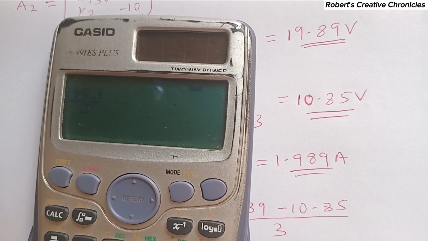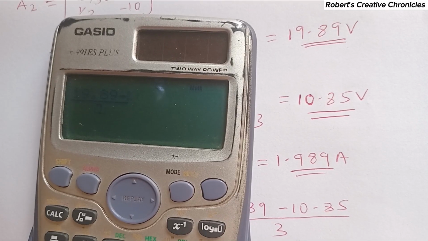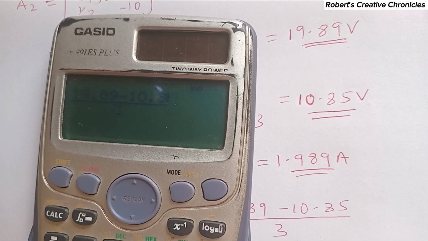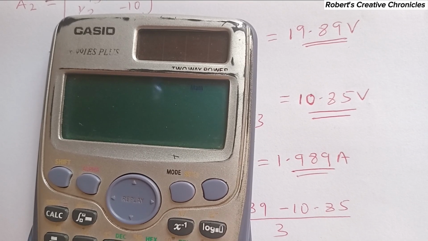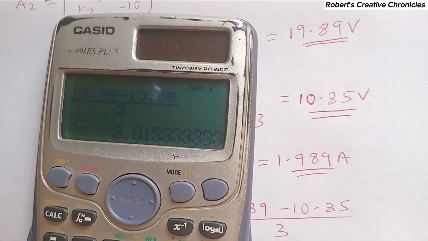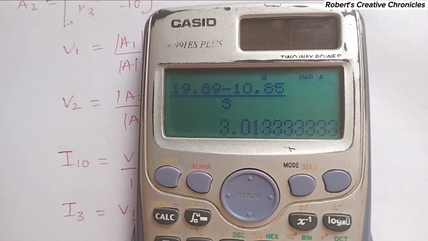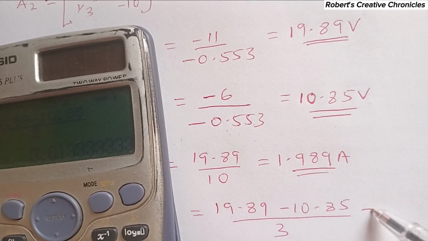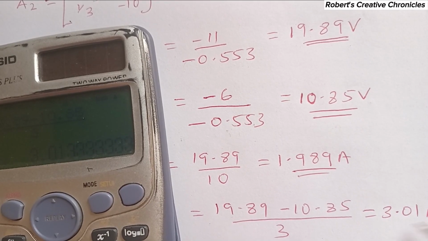19.89 minus 10.85 over 3 is 3.01. 3.01 ampere.